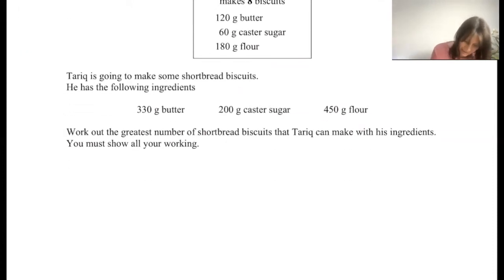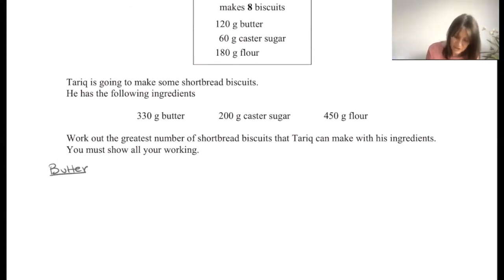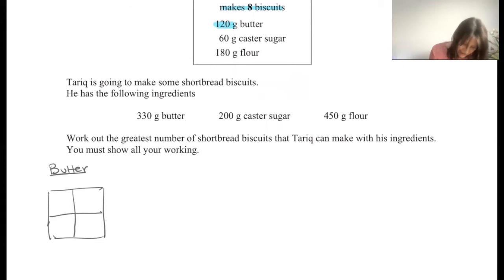So I'm going to start off by just looking at our butter. And I'm going to put a little label so I don't forget what it is I'm doing. Now, I've been given a fact in the question. The fact is that 120 grams will make 8 biscuits. So my fact will go inside my boxes and label grid as 120 grams making 8 biscuits. I've got 330 grams in the question. So that, oops, let's put it in properly. That will go in there.